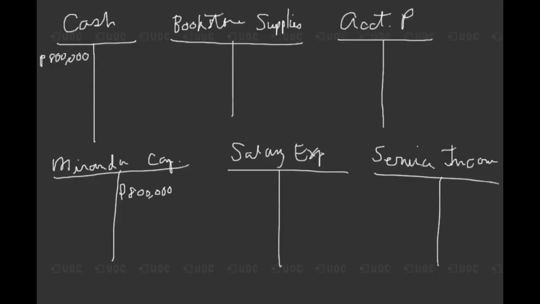As you can see here, I've already filled out all the account titles and their corresponding T accounts. Based on what we've learned, let's fill this out. On March 17, Miranda paid Meneses 500 pesos for bookstore supplies on credit. So on accounts payable, we credited 500. And on bookstore supplies, it gets debited.